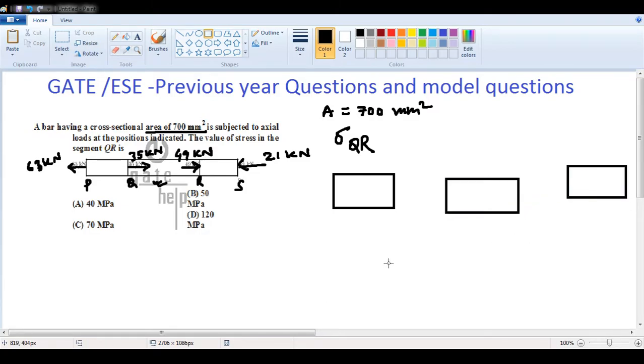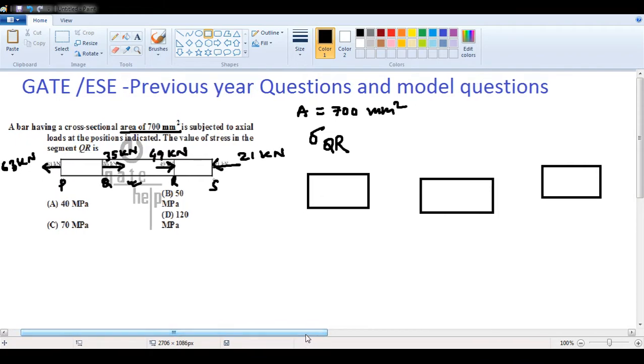Right. Now what was the rule in superposition? The first rule is always to go with the extreme sections. So what are the extreme sections for us? They are PQ, QR, RS. So which are the extreme sections over here? The extreme sections are always the first section and the third section.